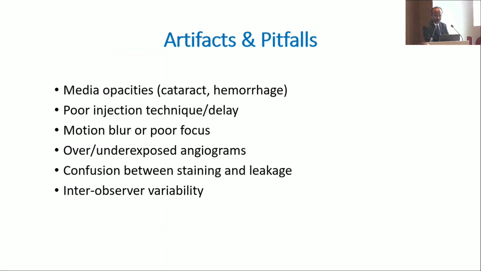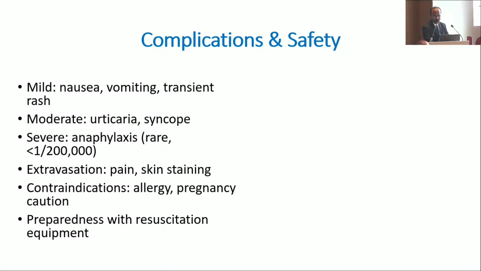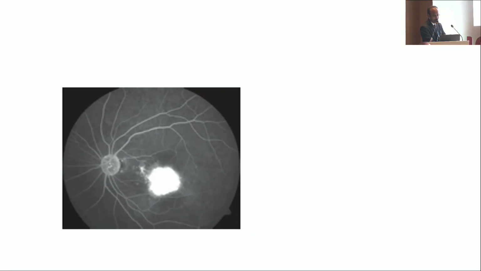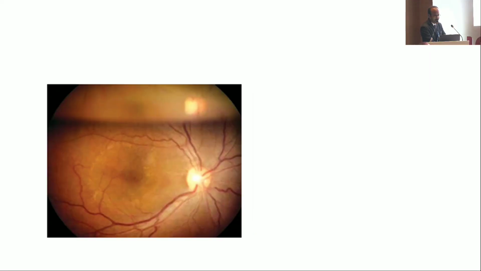We have certain artifacts which can be there, and I have a short quiz. If some of the students can identify this. It decides your attendance today. Yes, sir. This is an artifact called the yellow crescent, which occurs due to improper alignment between the camera image capturing and the patient, and this is due to the bright flashlight.